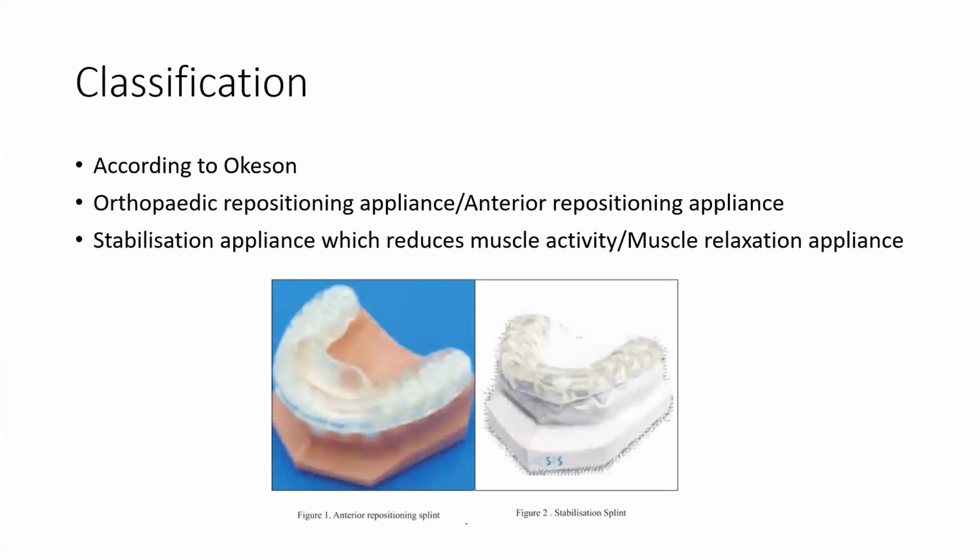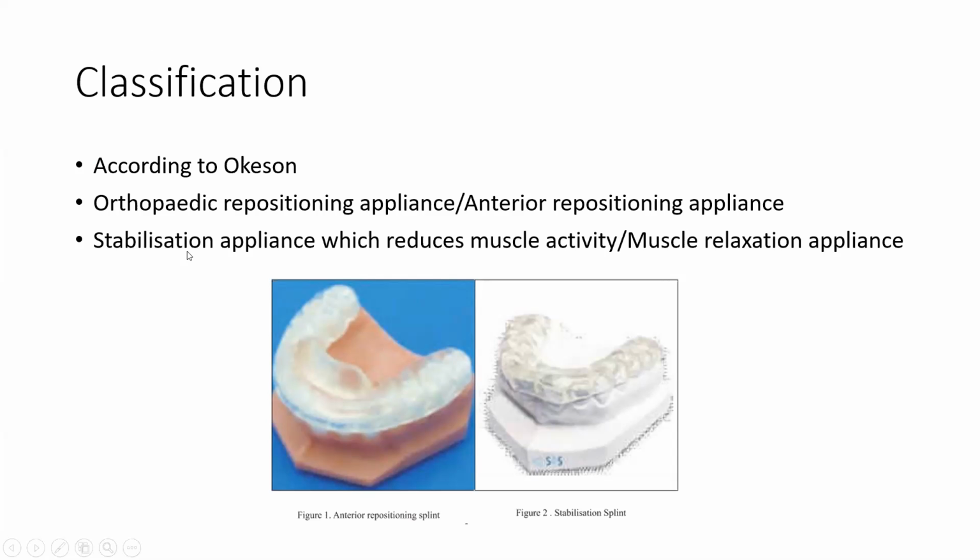Since we'll be talking about the occlusal splint, the occlusal splint has been classified by different methods, and various authors have given the classification differently. According to Occlusion, they have classified the occlusal splint as the orthopedic repositioning appliance, which they also call the anterior repositioning appliance. This first figure shows the anterior repositioning appliance, and in the fabrication of this anterior repositioning splint, the mandible is positioned anteriorly.